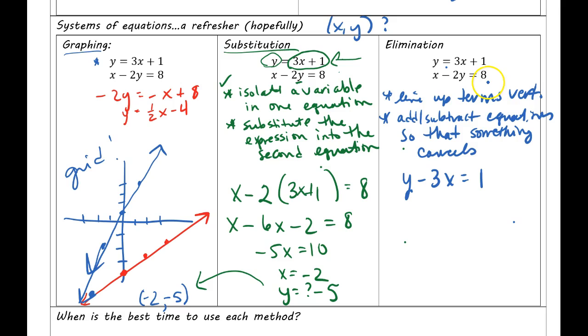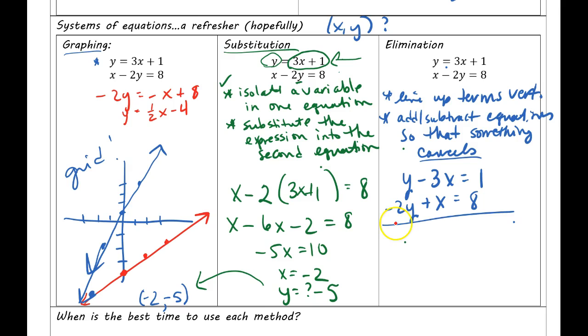My second equation, if I want to line them up, the x would go here, the minus 2y would be there, and then I'm still leaving the 8 right there. So I've lined them up. Now, if I try to add or subtract them right now, will something cancel? No, nobody cancels. If you add or subtract them, it's definitely not 0, which is what you want them to cancel out to. So one of the things with elimination is you can manipulate things.